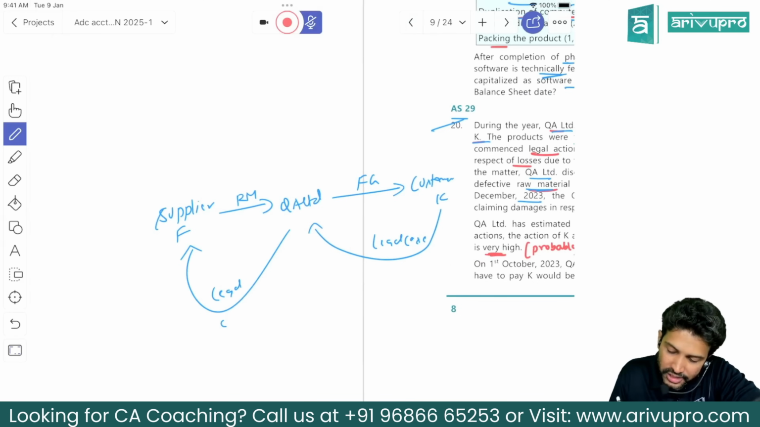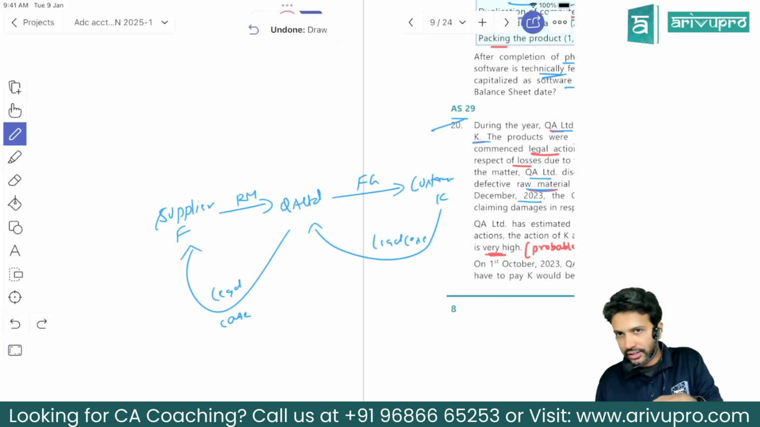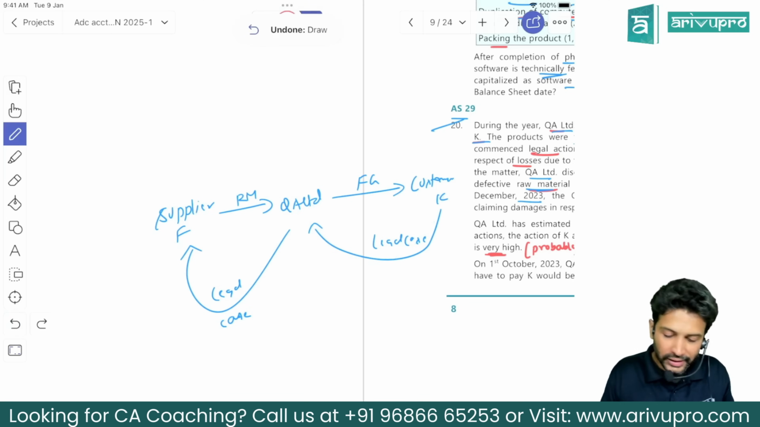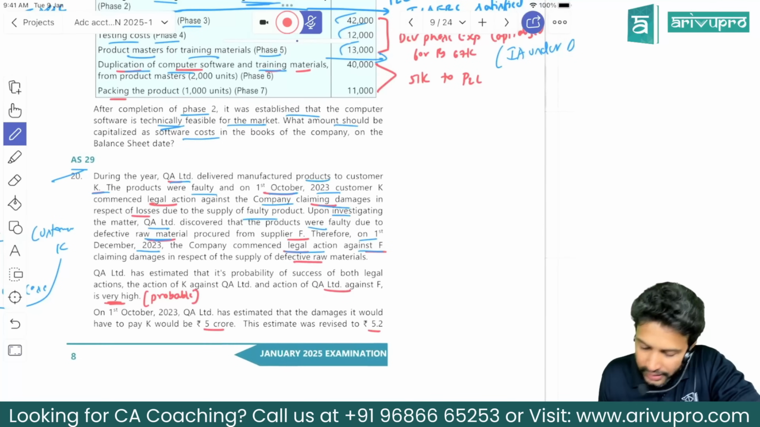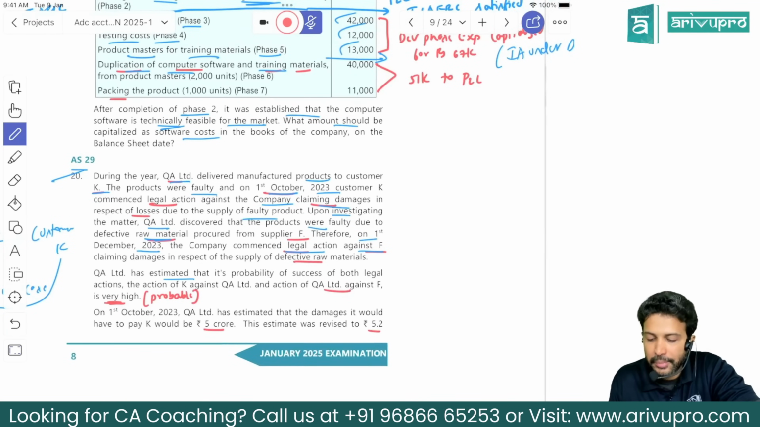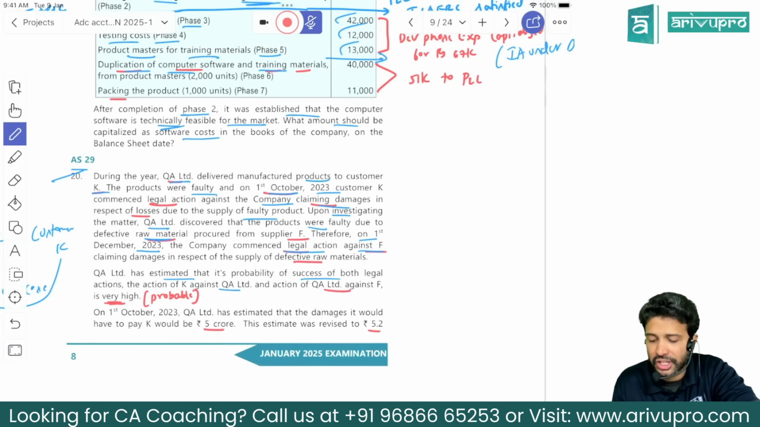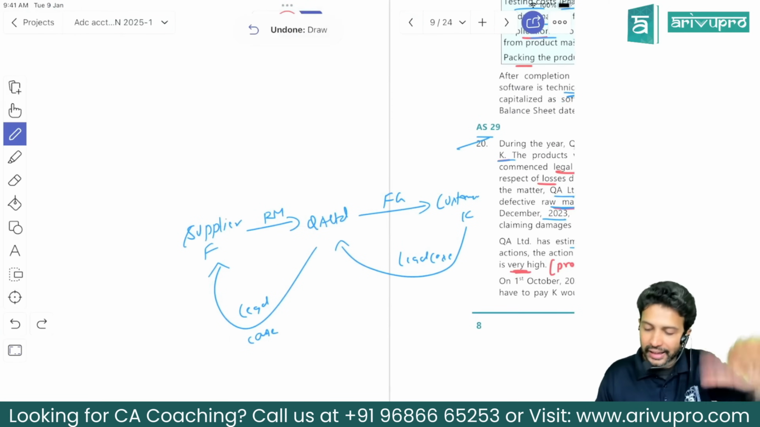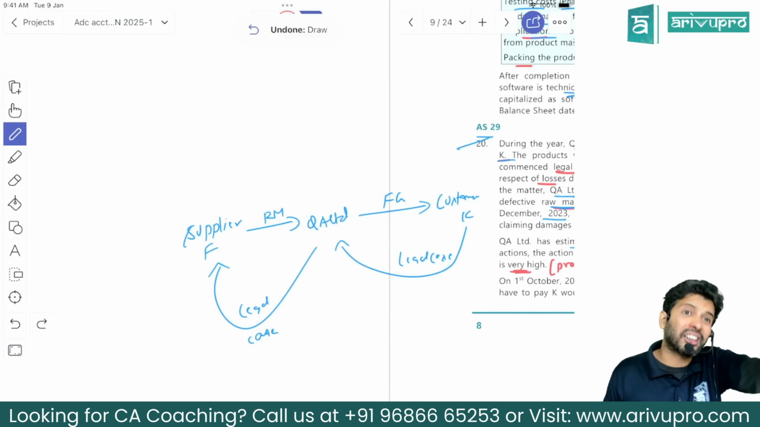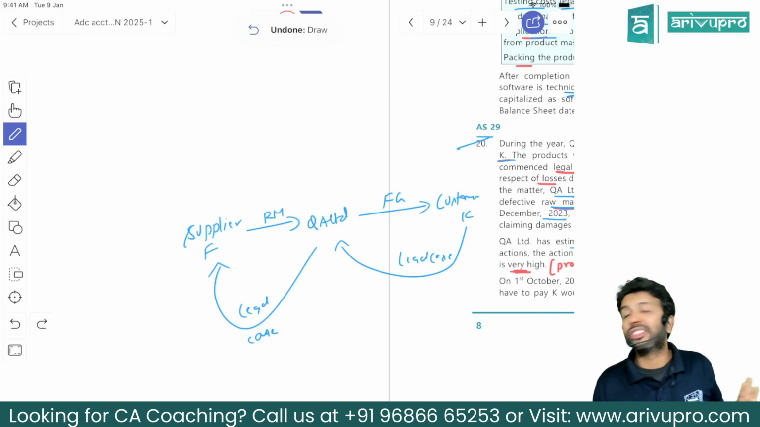Alright. So, that means we have one case or two cases over here? Two cases. Customer filed one case against us demanding compensation. We have filed one case against the supplier demanding compensation. QA Limited has estimated that the probability of success in both the action of K against QA and the action of QA against F is very high. So they are saying the success rate of both is high. Meaning indirectly they are saying the customer will win the case against us and we will win the case against supplier F.